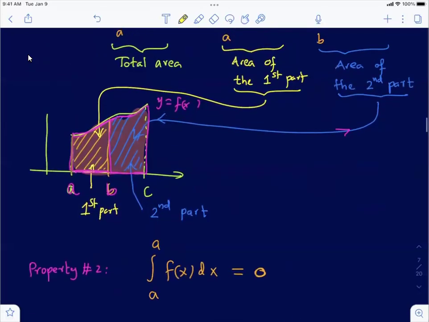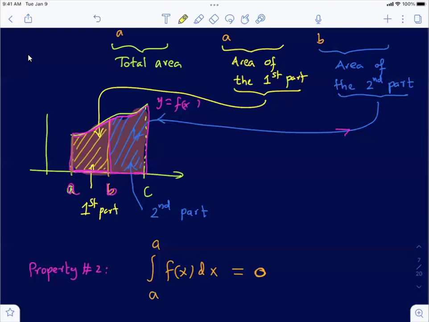Second property, property number 2. This is obvious. If you integrate, and if you start from a point and you end up with the same point, then your integral will result in no area at all. So that simply means the integration will result in just a 0.